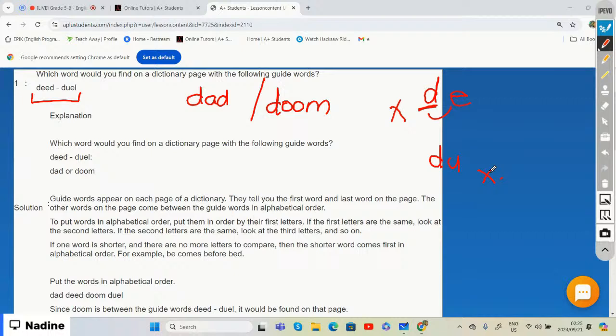All right. Remember, deed is the word that is on the first page, and duel is also the word that is on the page. You need to choose between these two words that must go in between deed and duel. It must be on the same page as deed or duel. Will we find dad in between deed and duel on the same page? Or will we find the word doom on the same page as deed and duel?